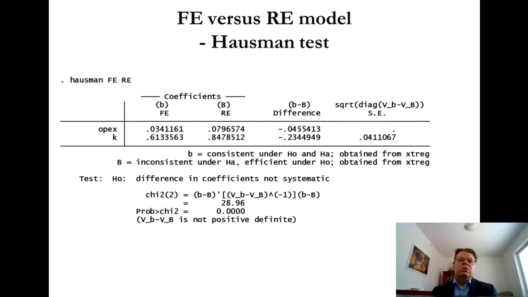So this also illustrates that we do not need to make this choice between fixed effects or random effects from the outset based on some kind of assumption, but rather we can test empirically which specification is better using the Hausman test. So, whether the null hypothesis of the random effects can be maintained or not.